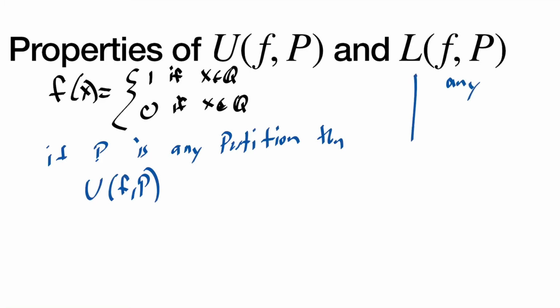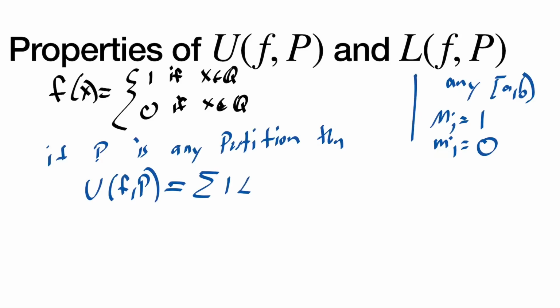Well, any interval that we take, any a, b contained in 0 to 1, you get that the max value is always going to be 1, because 1 is the largest it could be, and the minimum value is always going to be 0. So our upper sum is just a bunch of 1s times the delta xj's, but that's just equal to 1.